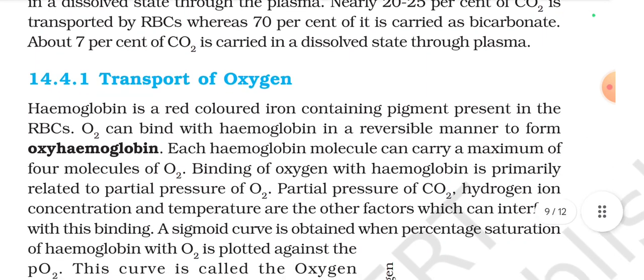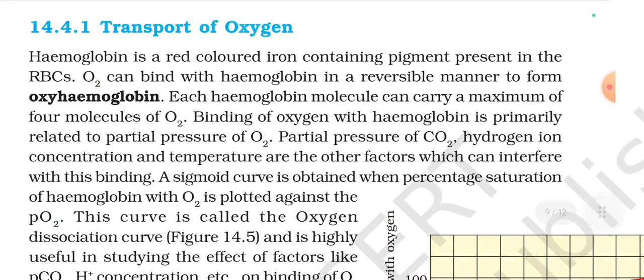Next heading is transport of oxygen. Hemoglobin is a red colored iron containing pigment present in the RBCs. Oxygen can bind with hemoglobin in a reversible manner to form oxyhemoglobin. Each hemoglobin molecule can carry a maximum of 4 molecules of oxygen. Binding of oxygen with hemoglobin is primarily related to partial pressure of oxygen. Partial pressure of CO2, hydrogen ion concentration and temperature are the other factors which can interfere with this binding.